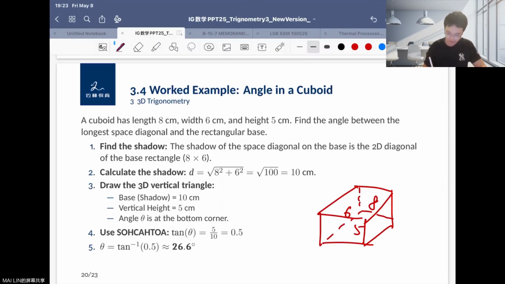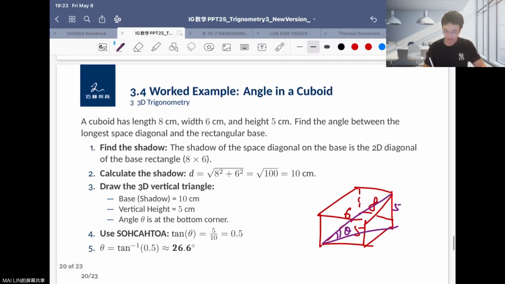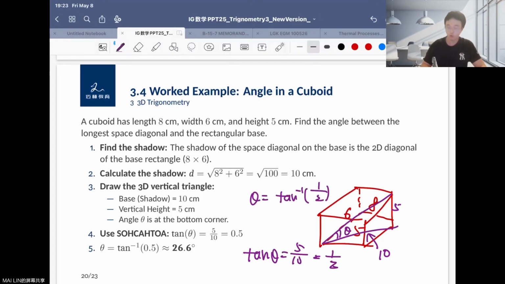For this angle, in this triangle, the height is 5 and the length here is 10. So tan theta equals 5 over 10, which equals a half. So theta equals tan inverse of 1 over 2. Then you can use the calculator to calculate the exact value. Don't be worried about this problem. Just try to draw the graph first, and then it is very easy to understand how to calculate the exact angle.